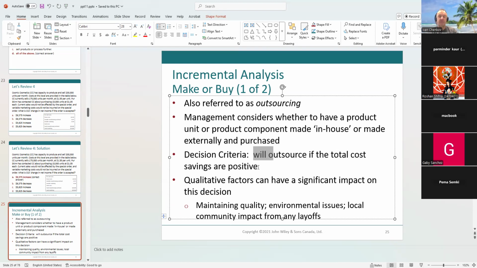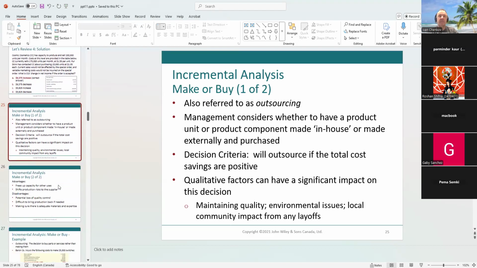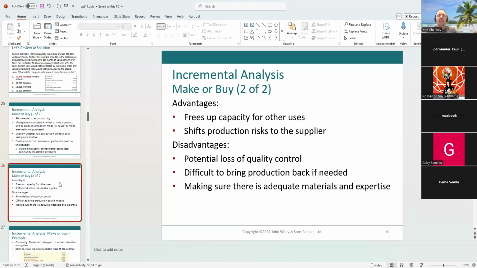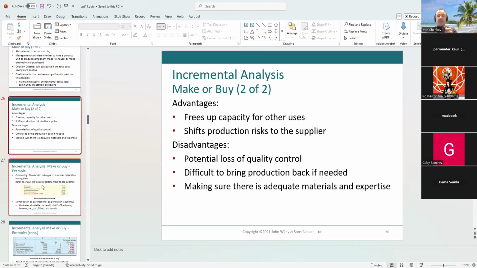Now we have to look at the cost, not only the sales price. Advantages, disadvantages. I strongly recommend you to pay attention to advantages and disadvantages, because most likely that's what I'll be looking for from you when the actual quiz comes. Make sense? Yes. I want you to know what the advantages and disadvantages are and how to explain them.